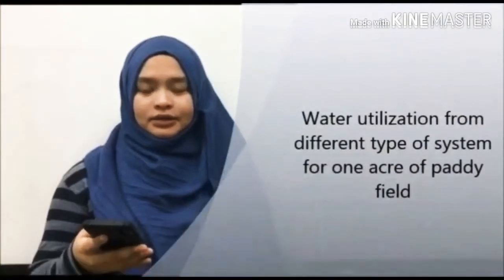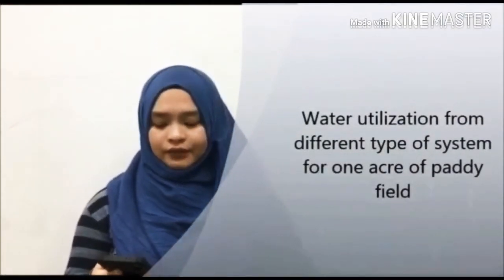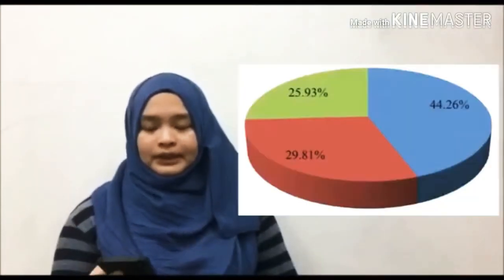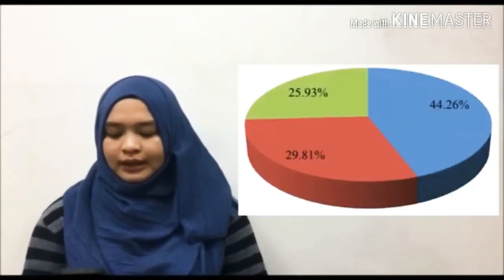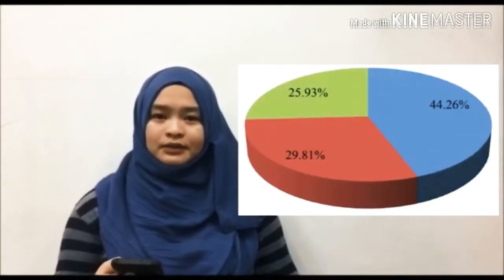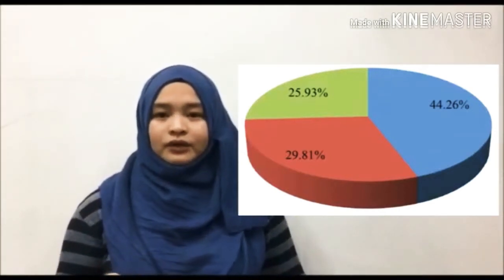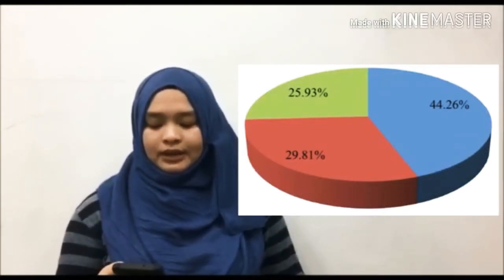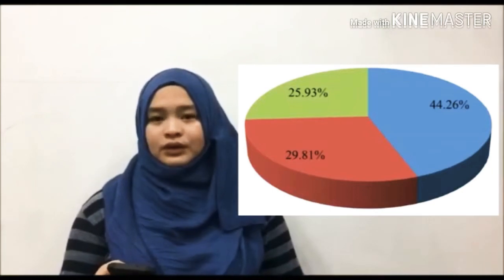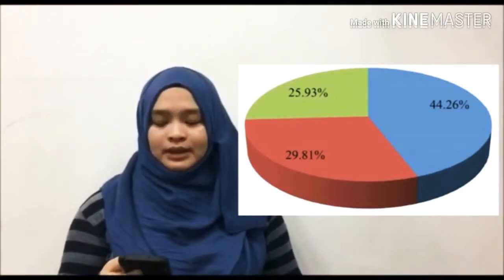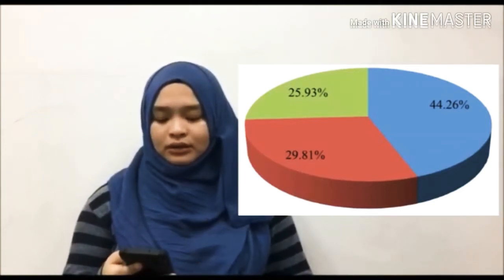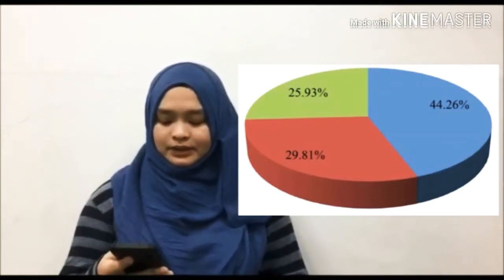This figure here shows the water utilization from different type of system for 1 acre of paddy field. So the highest water utilization is from smart drip irrigation, which is 44.26%, and followed by manual irrigation system, which is 29.81%, and lastly drip irrigation system, which is only 25.93%.